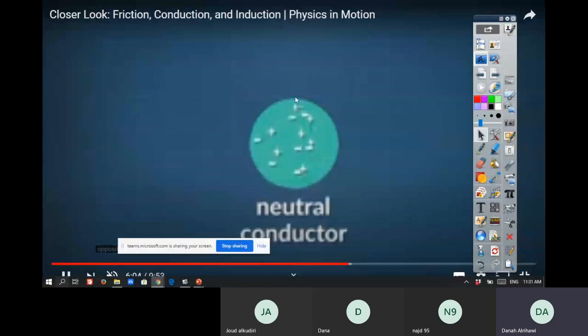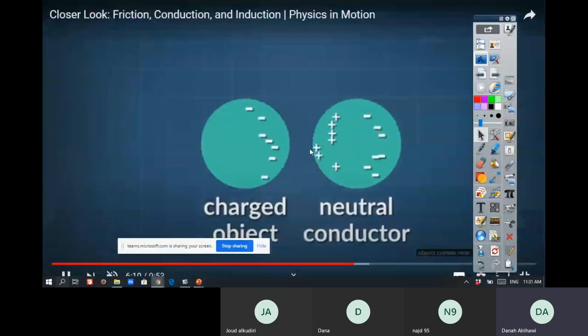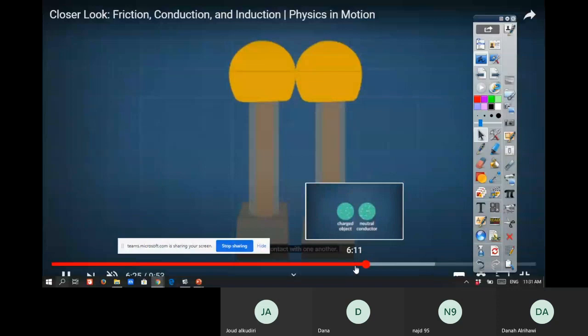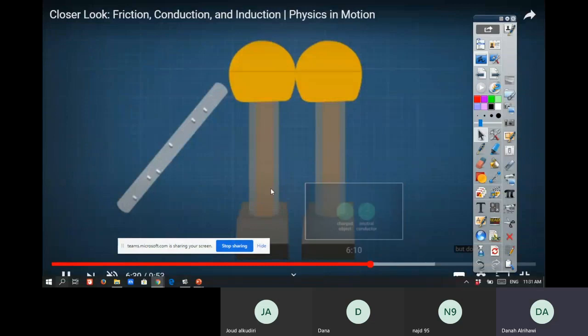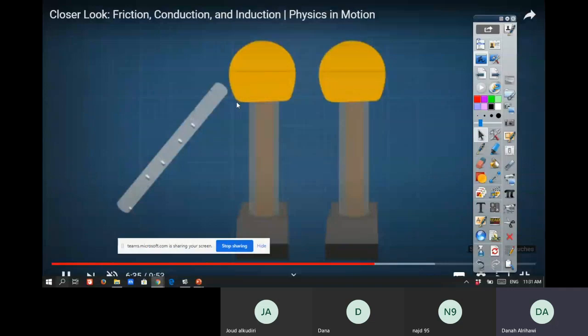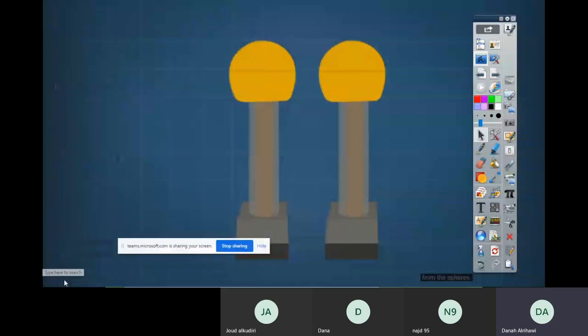Okay, induction: I have here a neutral conductor, positive and negative. Neutral conductors. If I bring something charged, what happens? It will not jump, but only it will be positive here. It is still neutral. So when I bring things near to the electric field, they will start to get the electric charge.